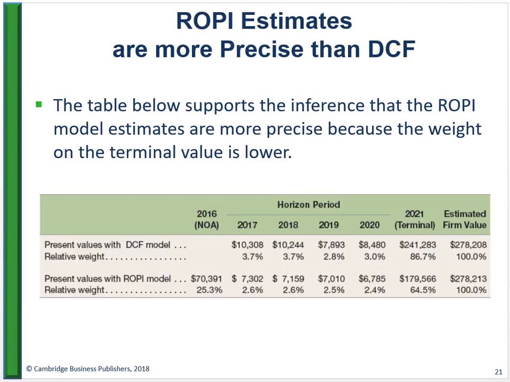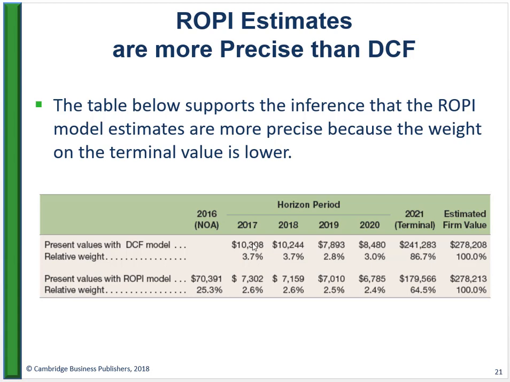This next slide supports that conclusion as we look at the accuracy. The discounted cash flow model puts more weight on cash flows that are further out, and because of that, we have less precision in the estimated firm value. You can see that here.